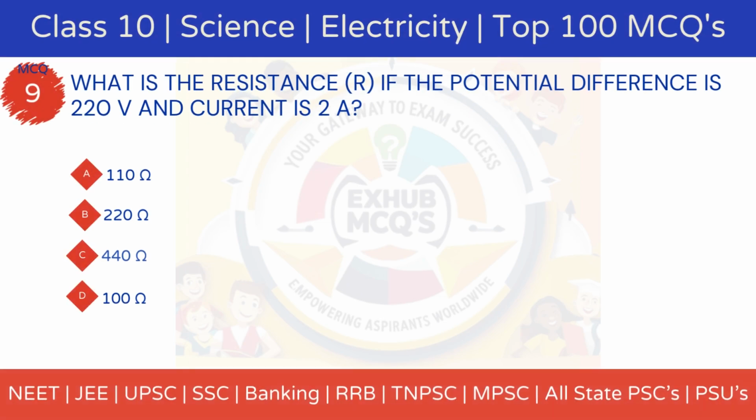MCQ 9. What is the resistance R if the potential difference is 220 volts and the current is 2 amperes? Option A, 110 ohms. Option B, 220 ohms. Option C, 440 ohms. Option D, 100 ohms.